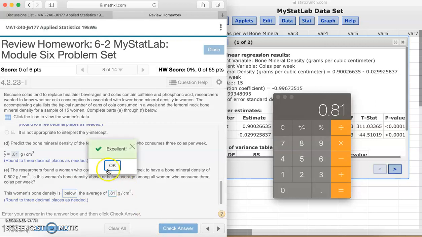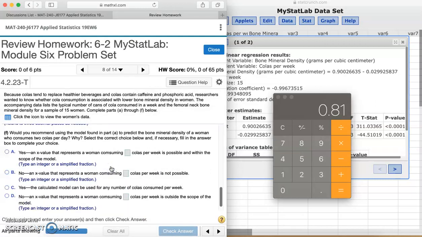Let's check our answer. Excellent. All right, part F. Would you recommend using the model found in part A to predict the bone mineral density of a woman who consumes 2 colas per day? Now I want to point out that it says per day, not per week. So that's 2 per day would actually be 14 per week.